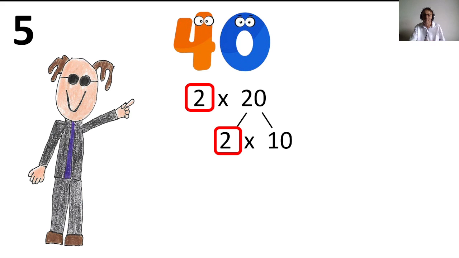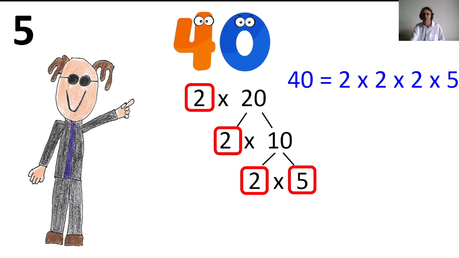So we must divide by 2 again. 10 divided by 2 equals 5. The equation is 2 times 5. 2 is the prime number. How about 5? Is 5 a prime number or composite? 5 can only be divided by 1 and itself, so it is a prime number. So the equation is 2 times 2 times 2 times 5.